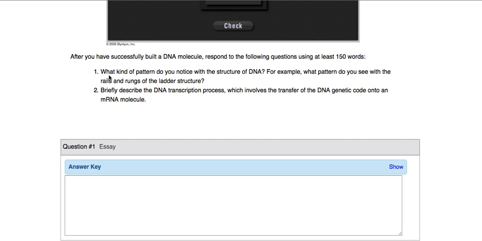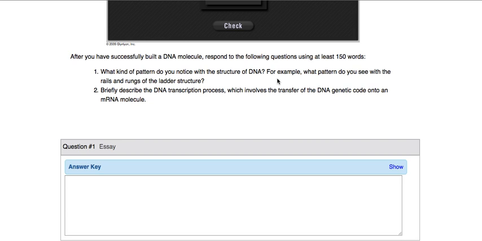Specifically, what kind of pattern do you notice with the structure of DNA? If you get stuck, go back to your notes on the lesson where it talks about DNA structure. That paragraph, I want you to paraphrase for me in a real brief paragraph. Tell me what you see in terms of what the rails and the rungs of the ladder represent. That is what this question is asking.